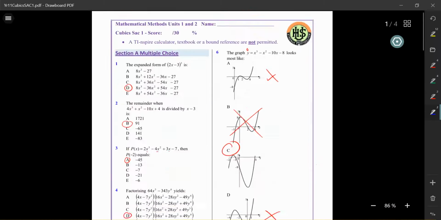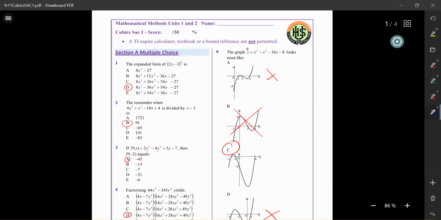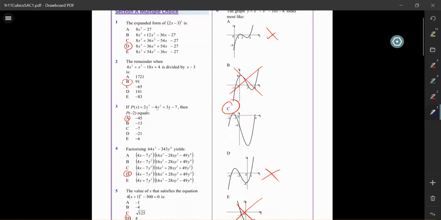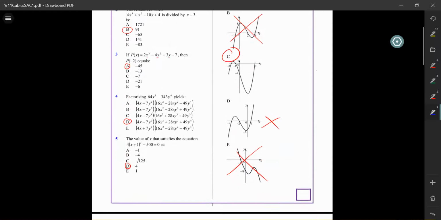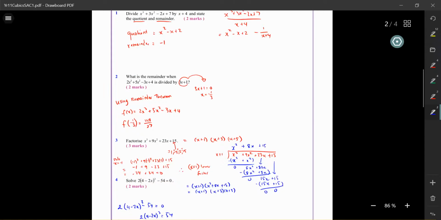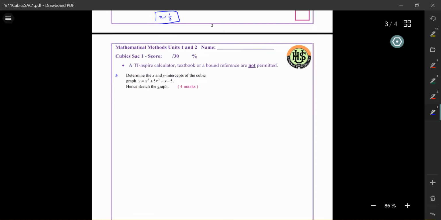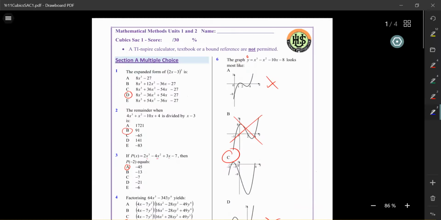Oh, wait a minute. What did the first question say? Oh! A TI calculator, textbook or bound reference are not permitted. Whoops, I just did all of this with a CAS. My bad. Well, now we'll do it all without CAS.